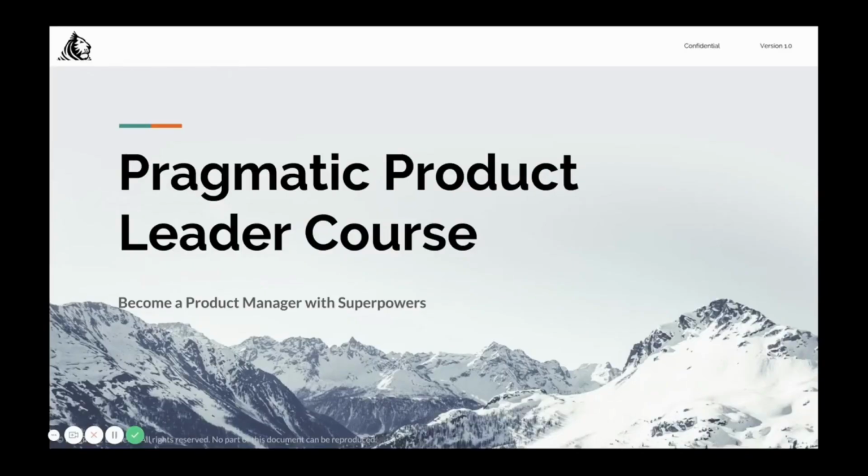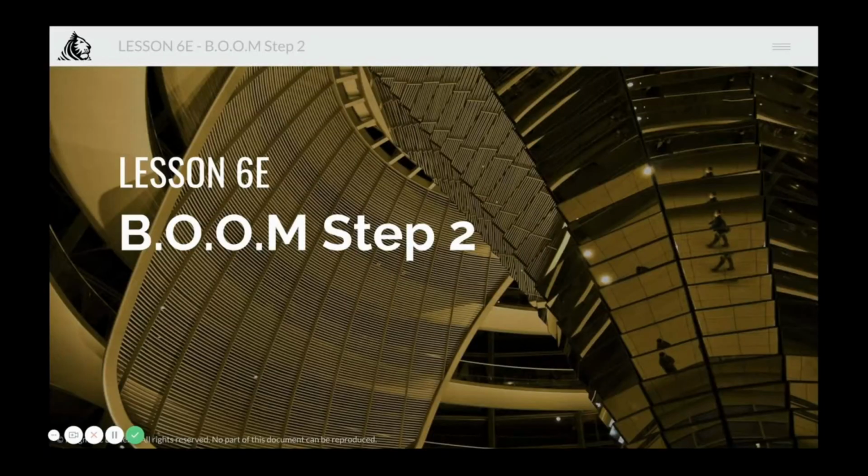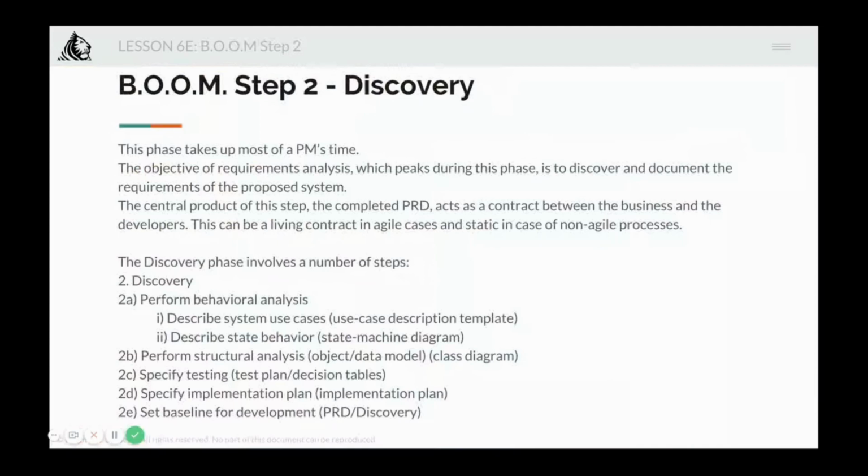Let's understand step 2 of the business object oriented modeling, which is the discovery step. The discovery phase of the project is the one that takes up most of a product manager's time. The objective of requirements analysis, which peaks during this phase, is to discover and document the requirements of the proposed system. The central product of this step, the completed PRD, acts as a contract between the business and the developers.